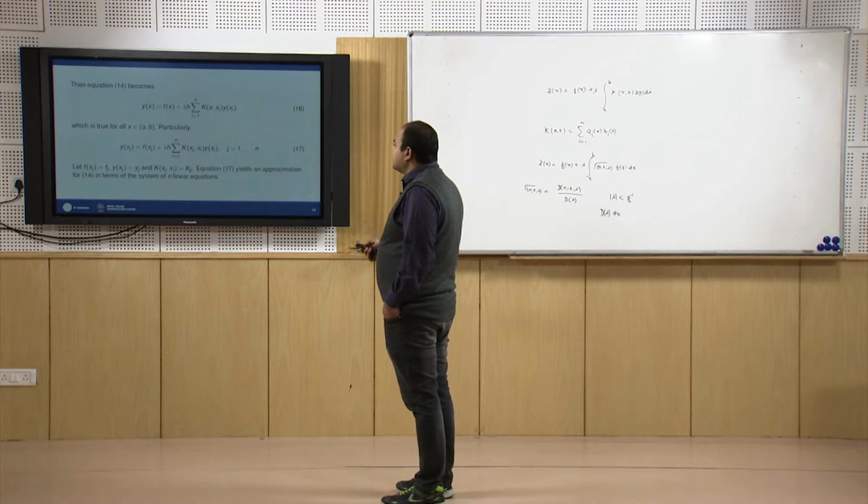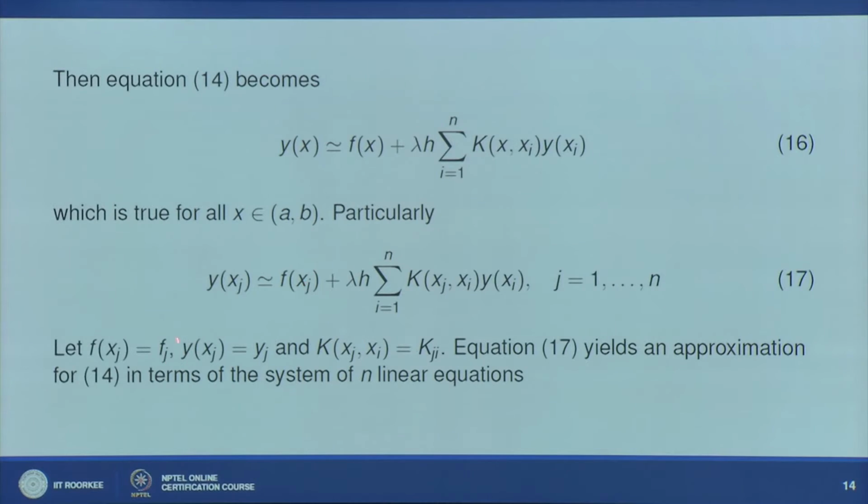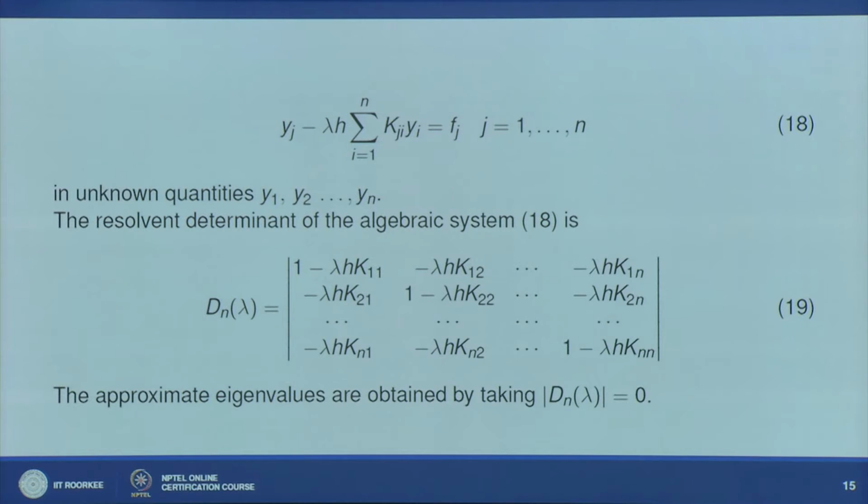Let us write down y(x_j) as y_j, f(x_j) as f_j, and K(x_j, x_i) as k_ji. Using this simplified notation, we can write this integral equation as an algebraic equation. So this I can write as y_j minus lambda h summation i equal to 1 to n, k_ji y_i equal to f_j. So here, if we can solve this, we can get the solution y_j. It means that you can get the solution of the integral equation at particular points x_1 to x_n.